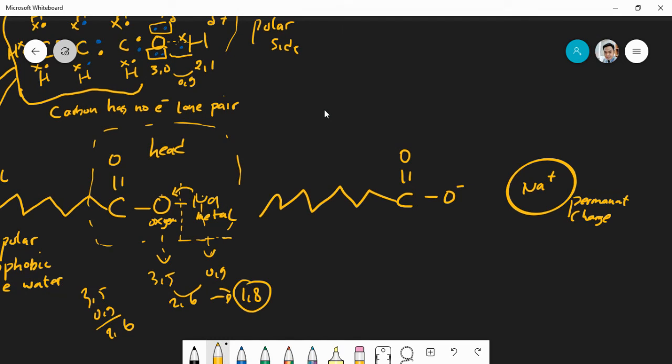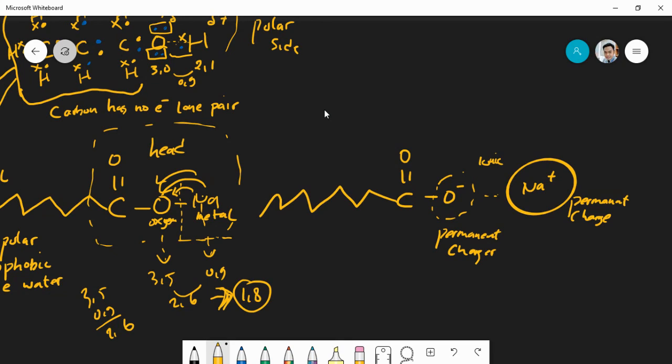So this is more than 1.8. That's why it breaks down. It's not sharing anymore; it's going to be ionic. Sodium just gives an electron to oxygen. So this is also a permanent charge, because the electron will not move back to sodium. This is ionic bonding.